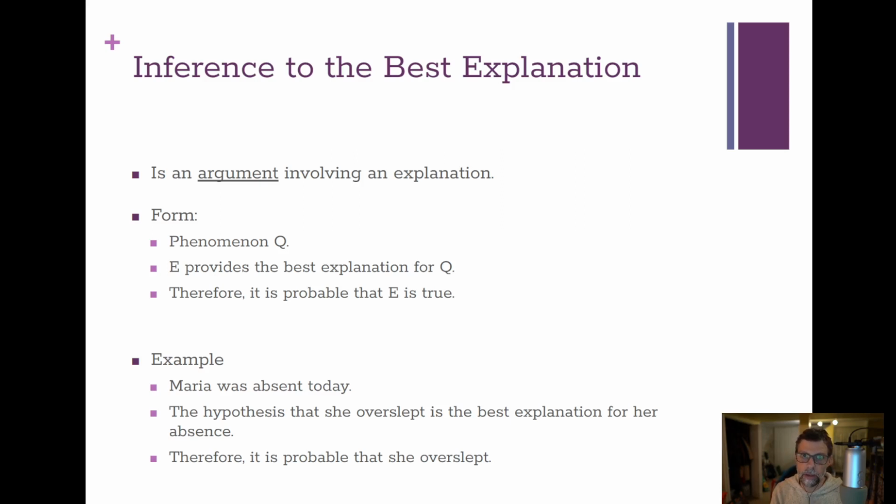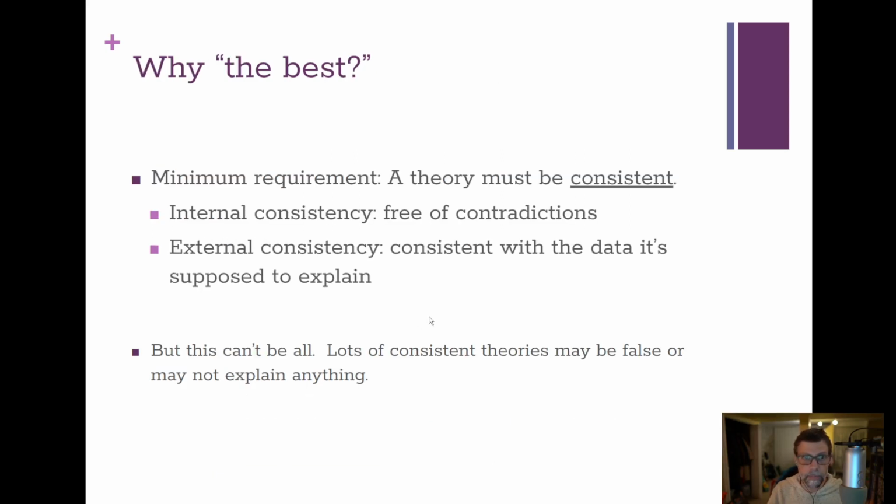Now, we can't cheat, right? We can't stack the deck in favor of our favorite explanation. We have to look at the criteria, determine which explanation really is best, and then go from there. So what are those criteria?